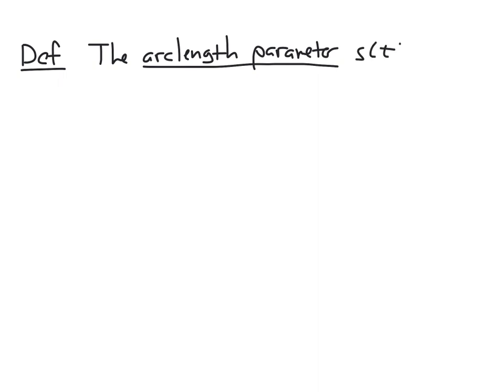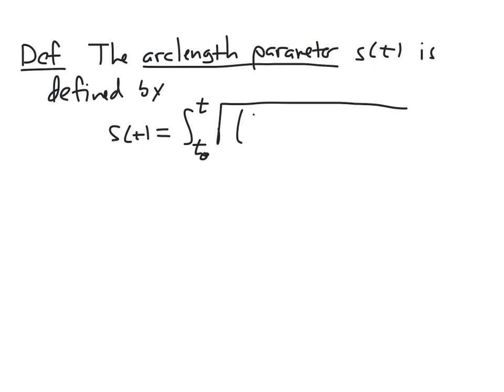So we do want to give a formal definition for the arc length parameter that we just developed. So we'll do this really quickly. The arc length parameter, s of t, is defined by the following integral. So s of t is equal to the integral from our base point t given by t naught to t of the square root of dx du squared plus dy du squared plus dz du squared du. Right, where again, u is just a dummy variable that's introduced to be different than the letter t.